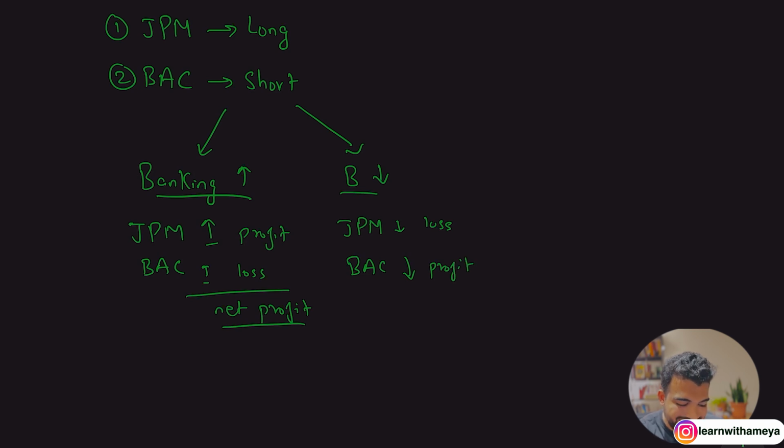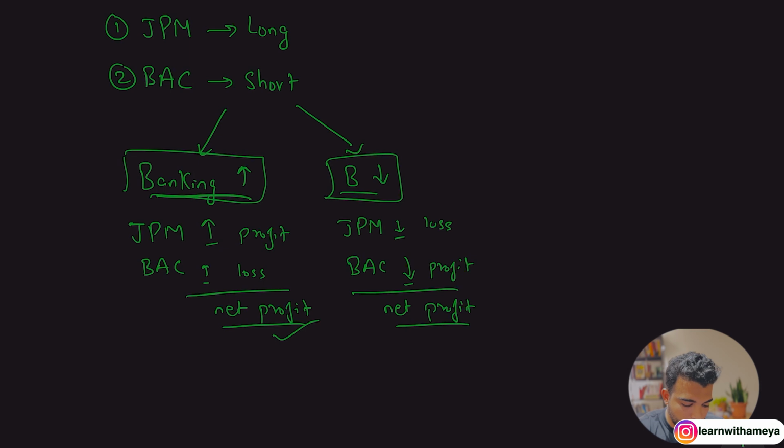Again, in this case, the intensity of Bank of America going down is more than the intensity of JP Morgan going down. Hence, you are still at net profit. So here you can see, irrespective of how the banking sector performs, if it goes up or if it goes down, you always have a net profit. That's exactly what a market neutral strategy is.